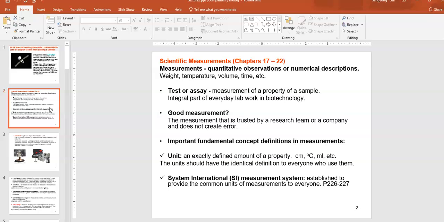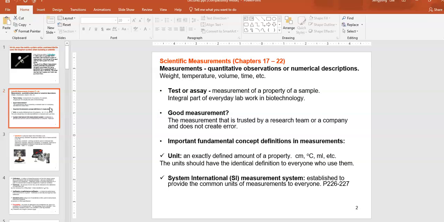So how do you measure it? You measure it by doing an assay or test. So measurement of a property of a sample is called a test or assay. Okay, so testing or assaying is a very important part of a biotechnology job. Okay, you will be measuring a whole bunch of things on a daily basis.